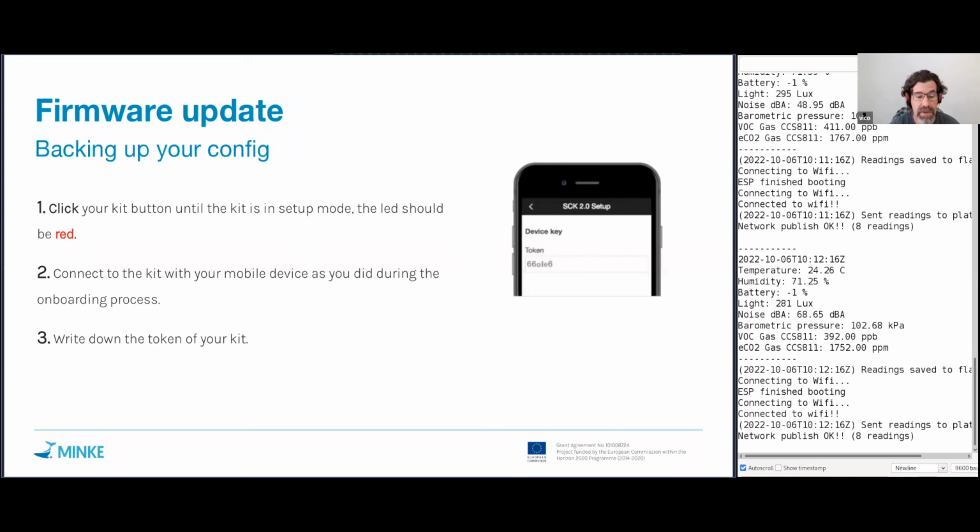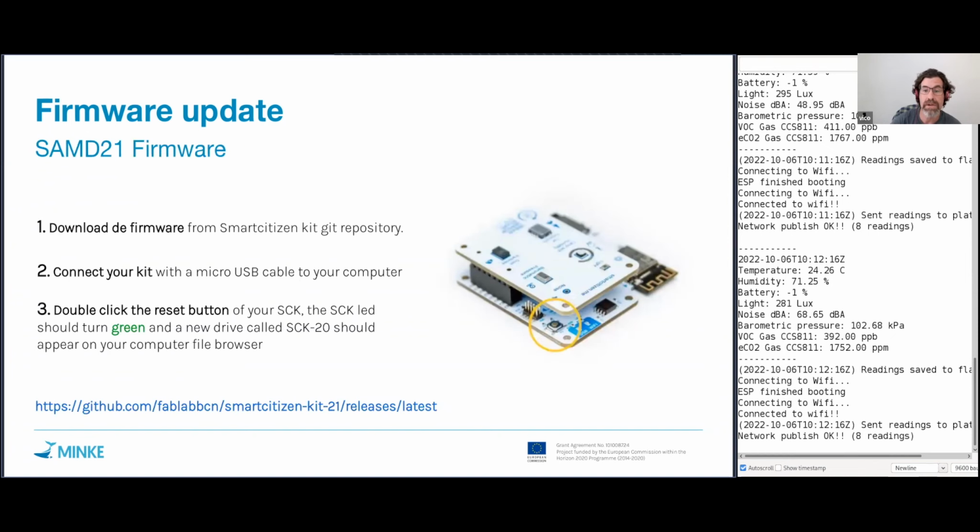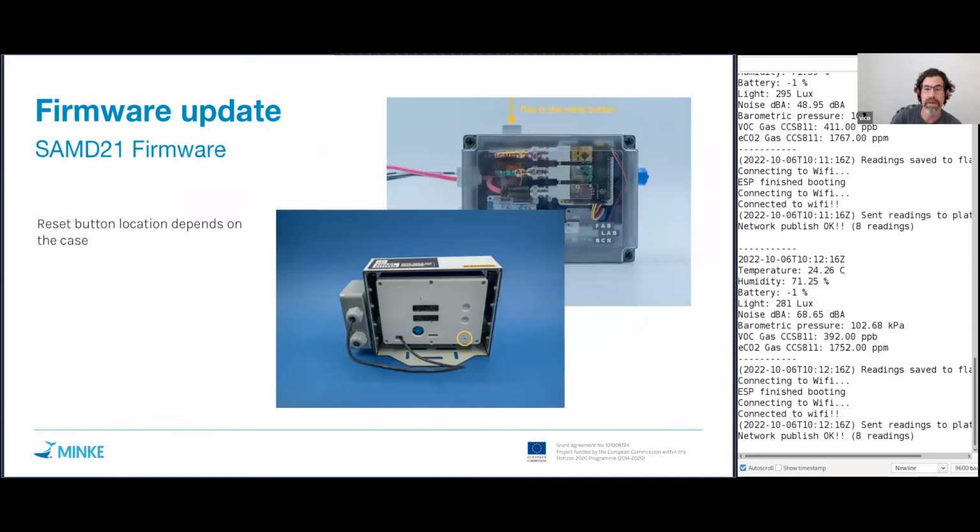So as you remember, the kit has a reset button on the side that we showcase here on this slide. Depending on the type of case and the type of kit that you have, you will find it, as you can see here, in different places. Maybe you will have a water sensors like this in MINKE project, and you will have to click it via an external, with a pen or something like that.